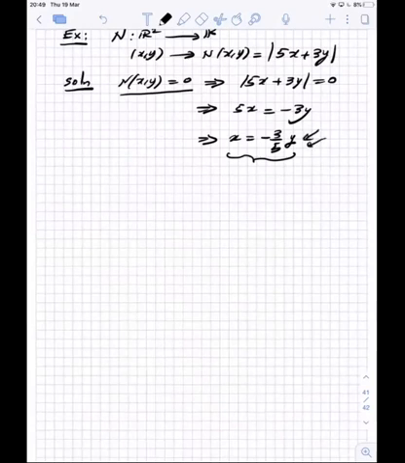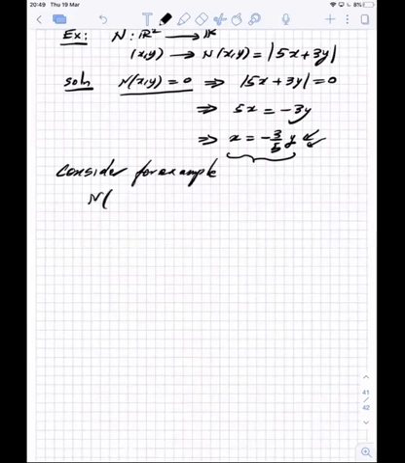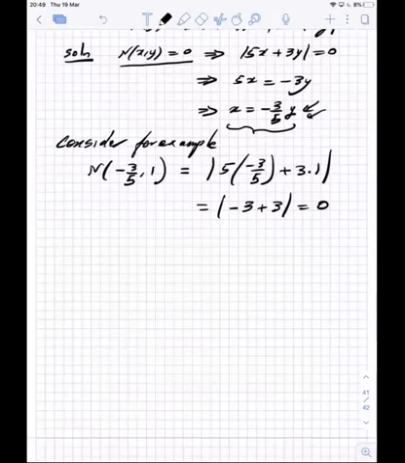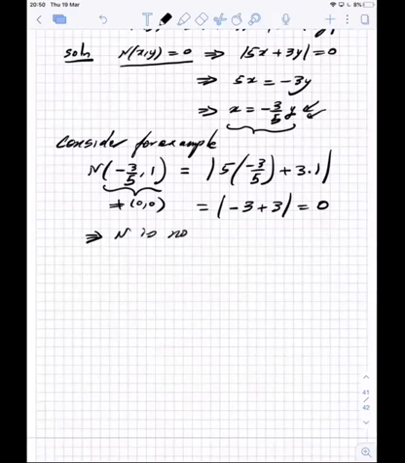So for example, if I take y equal 1, I get x equal minus 3 over 5. So if I compute n of minus 3 over 5, 1, you will get the absolute value of 5 times minus 3 over 5 plus 3 times 1, and this is minus 3 plus 3, and this is 0. So we found that the norm of a vector which is not the 0 vector equals 0, and this shows that n is not a norm on R squared.